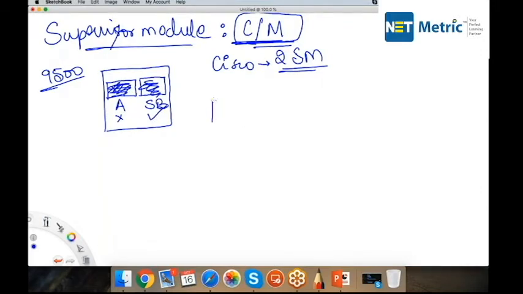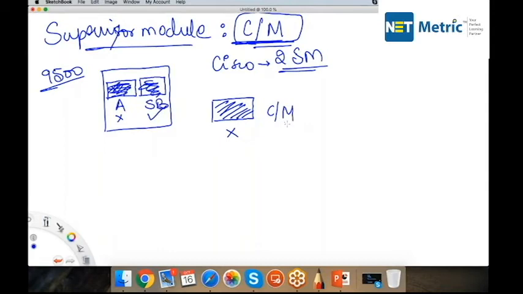Always, for the insertion of supervisor modules, there are dedicated slots. You cannot insert the supervisor module anywhere and everywhere you please. Okay, there are always dedicated slots for you to insert the supervisor module. Yes? So did everyone understand this?